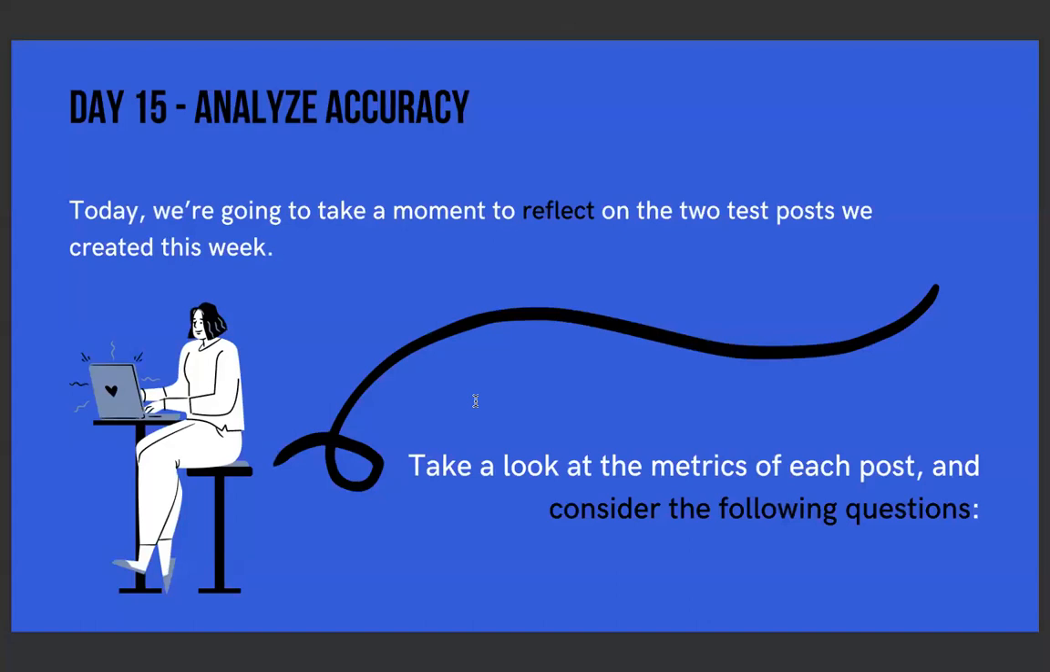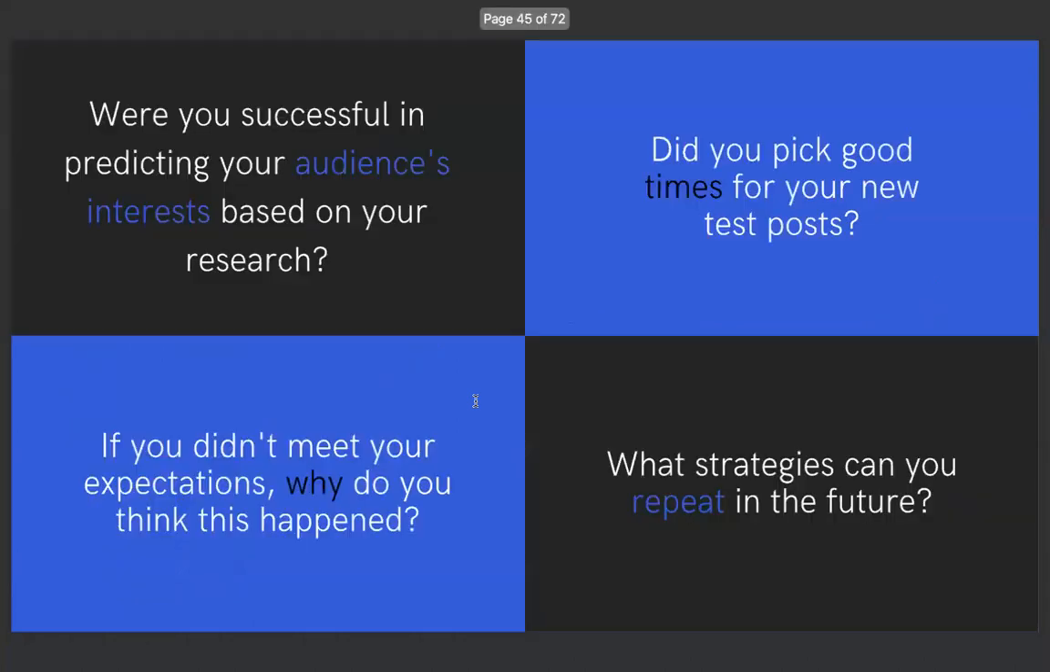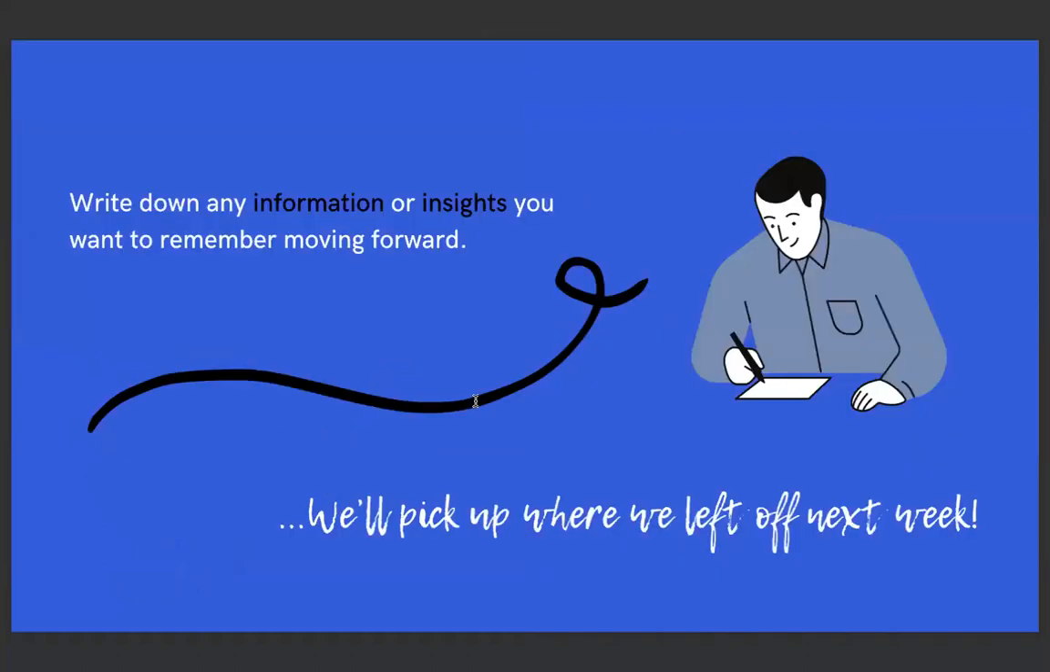So we're going to take a moment to reflect on the 2 test posts we created this week. Take a look at the metrics of each post and consider the following questions. Did you pick good times for your new test post? If you didn't meet your expectations, why do you think this happened? What strategies can you repeat in the future? Were you successful in predicting your audience interest based on your research? And write down all of that information and insight you want to remember moving forward.